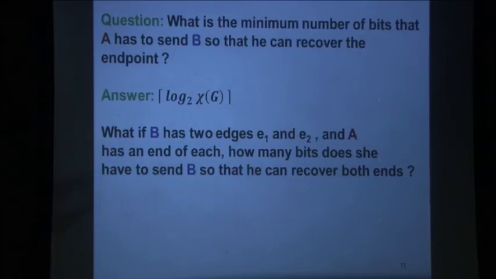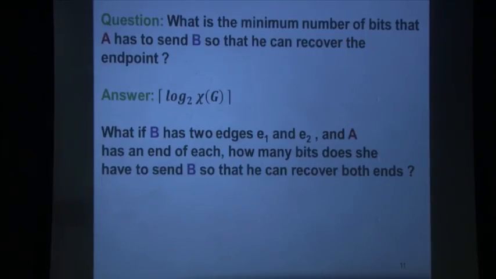They have nothing to do with each other, so he just has two edges, and Alice has an endpoint of E1 and an endpoint of E2. How many bits does she have to send Bob now so that he will be able to recover both endpoints? Of course she can repeat the same thing twice, and she will have to send twice as many bits.